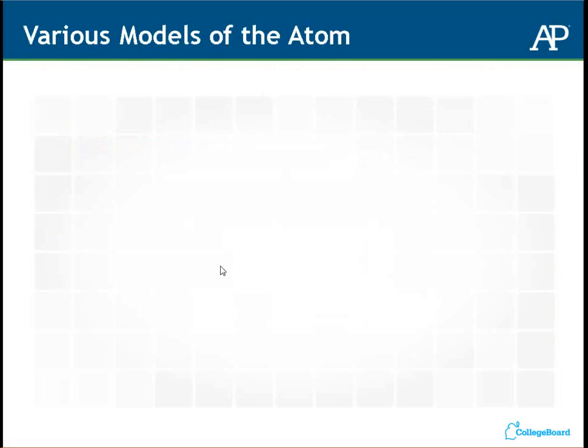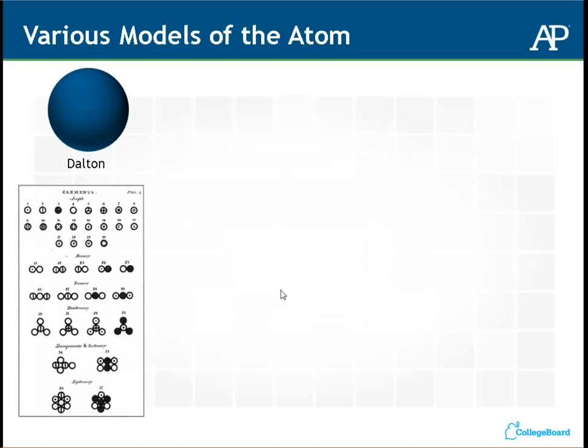So if we take a look at these, the first model, the basic model of the atom, came from Dalton, where he did a lot of experimental work looking at how atoms combined to make molecules, and he discovered that atoms combine in simple whole number ratios, and that he said there was nothing smaller than the atom.